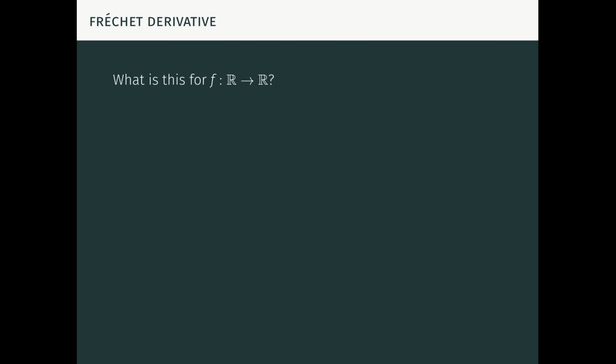So what does this definition amount to for real-valued functions of a single real variable? Well, in this case, it's just ordinary differentiability, and the differential of f at x at h is just f prime at x times h. It's instructive to see how we can prove that.